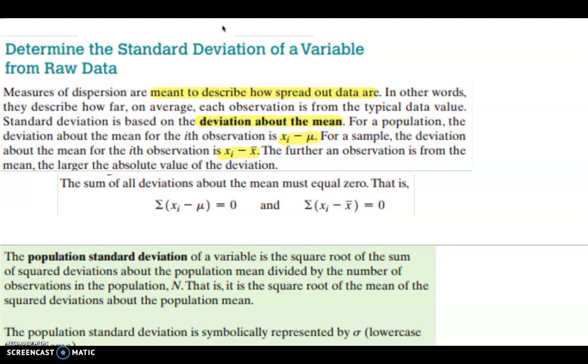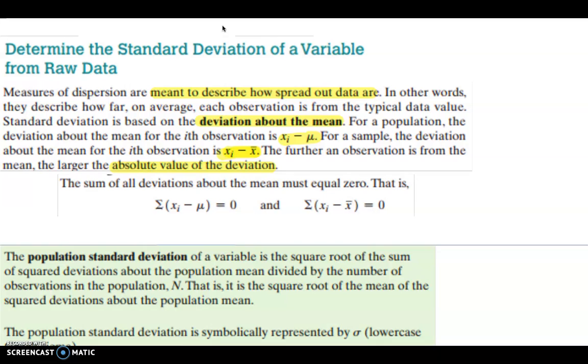Then for a sample, you just take that x, whether it's the 7th, the 20th, the 30th, whatever the case may be, and subtract the sample mean. The further an observation is from the mean, the larger the absolute value of that deviation. We say absolute value of the deviation because we could be below the mean or above the mean, but that absolute value will get larger.